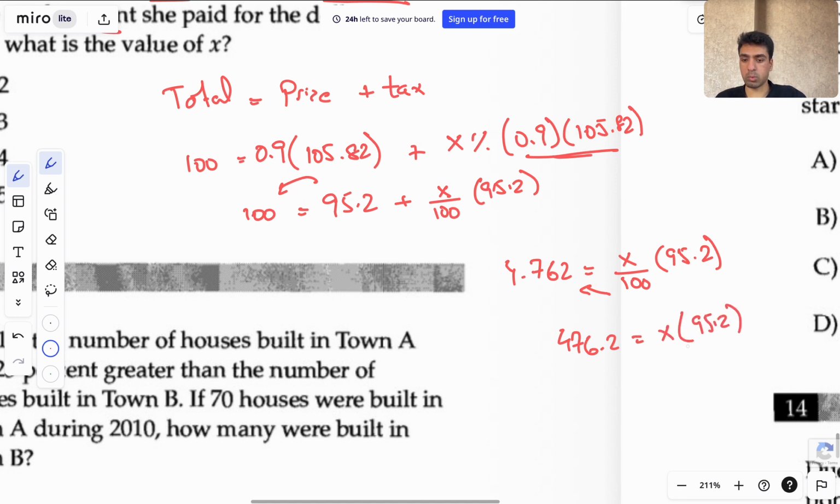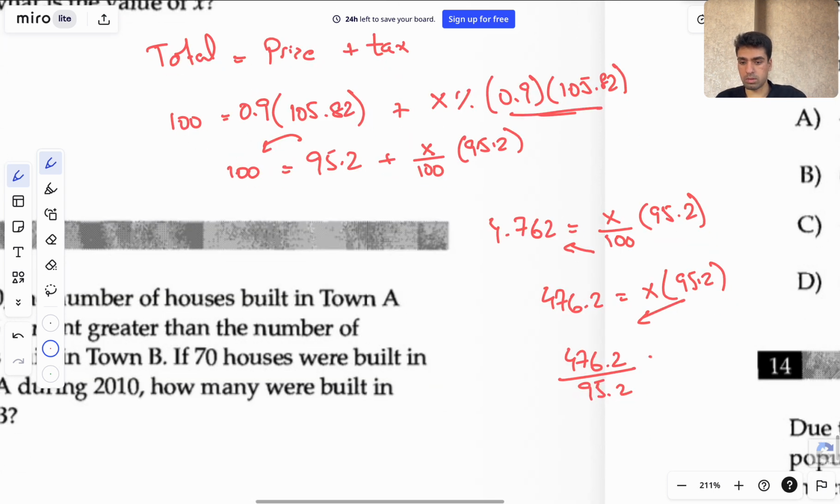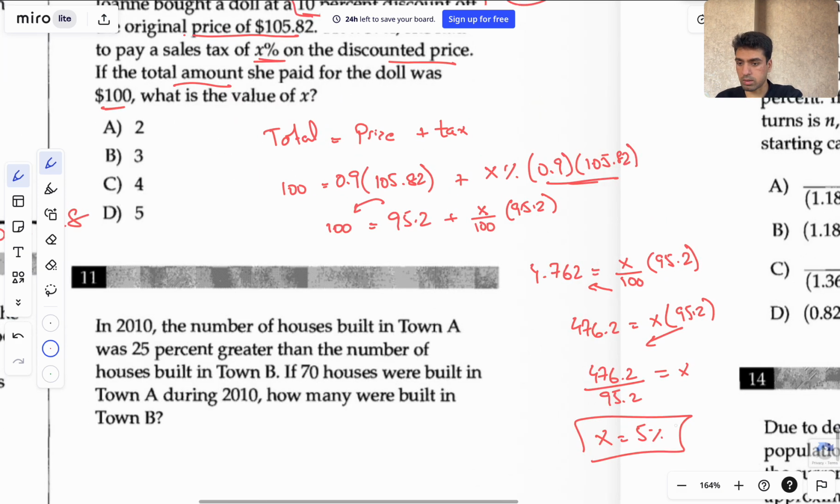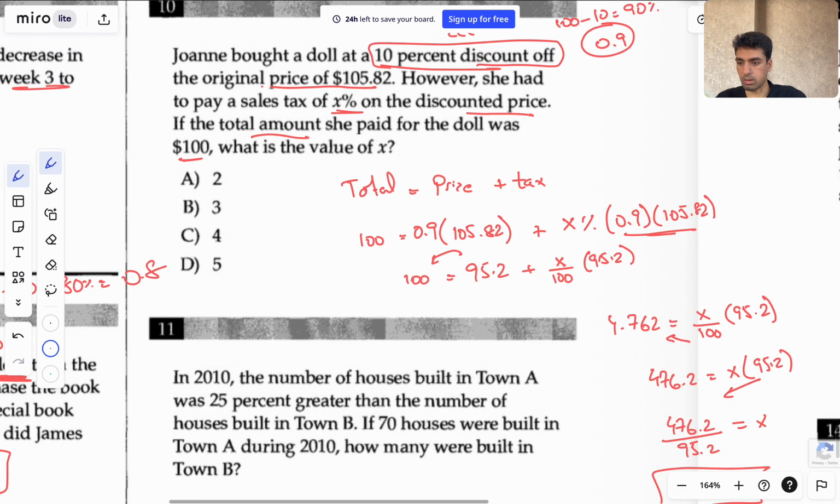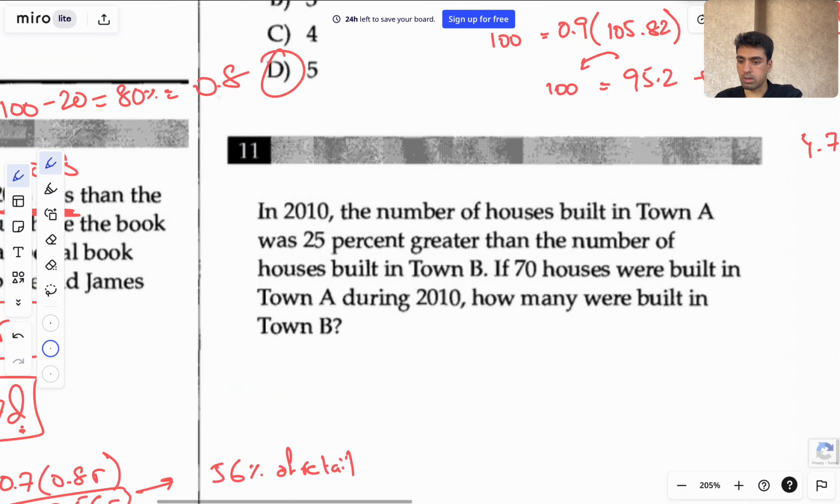And then this 95.2 can come down and divide. So divided by 95.2, which is going to be 5. So this is equal to 5, which means she pays 5% in sales tax. That will be 5. Okay, next.